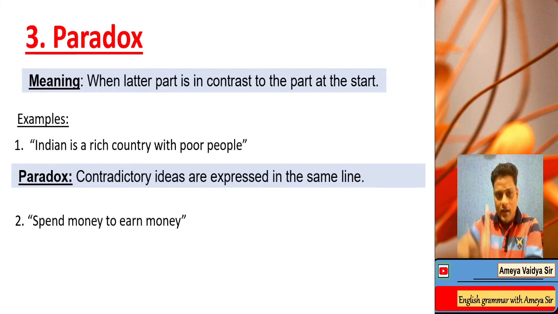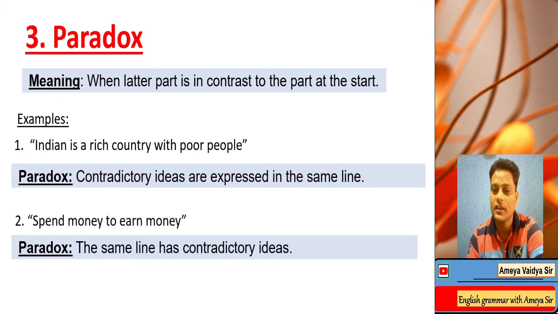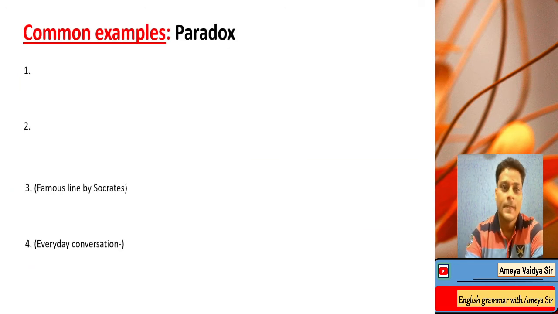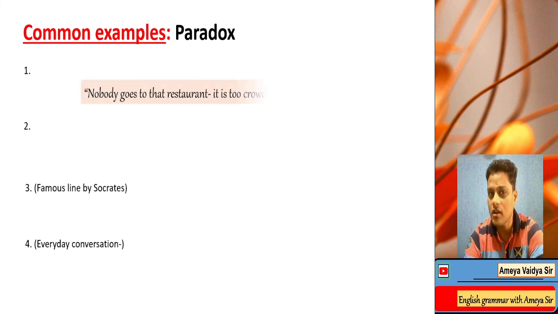So if you halve it, like you draw a line at 2, then spend money, earn money. What's that? So again, contradictory ideas. The other way you can write it is the same line has contradictory ideas. But this is also one way to write paradox that I like. Okay. Let's deal with some examples, 4 of them. The first 2 are just general examples.